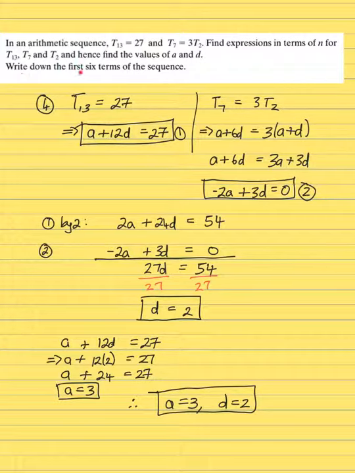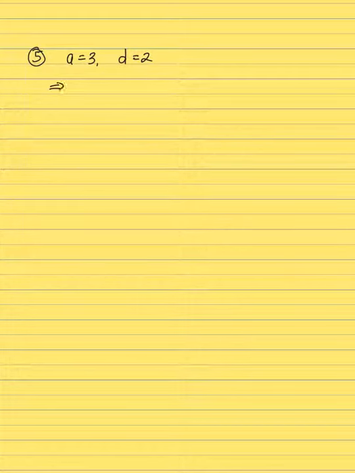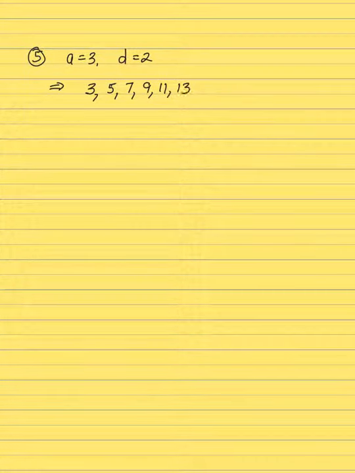All we have to do now is write down the first 6 terms of the sequence. We know that a is 3, that's the first term, and d is 2. So very easy then to say that the first term is 3. The common difference is 2. That means we add on 2 each time. So we just get 3, 5, 7, 9, 11, and 13. And they are the first 6 terms of the sequence.